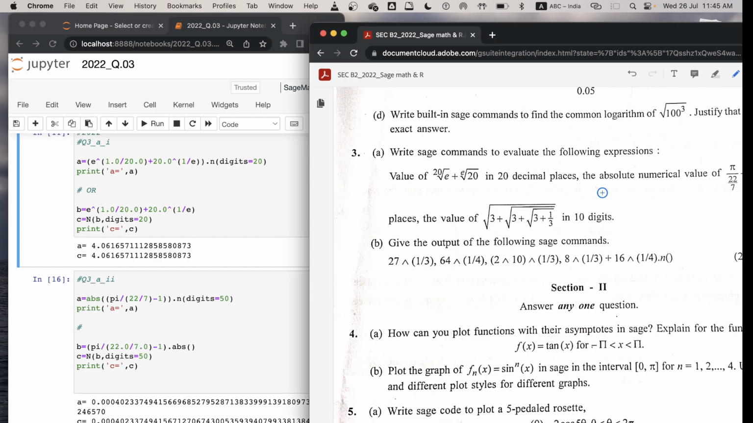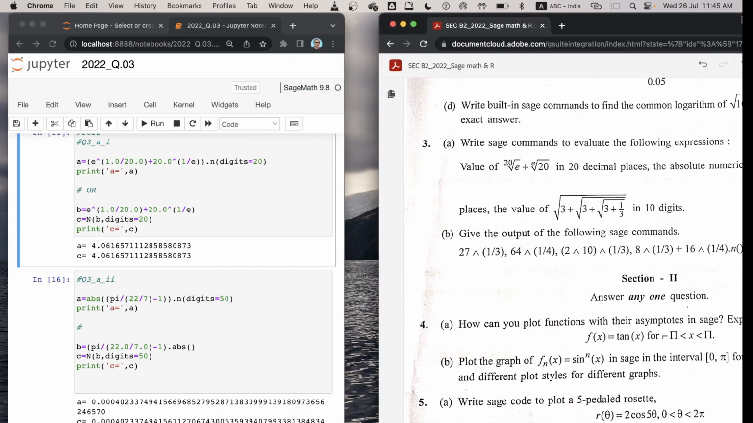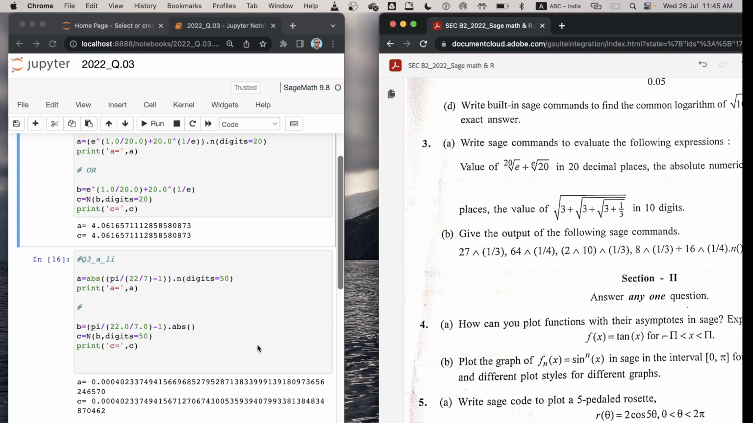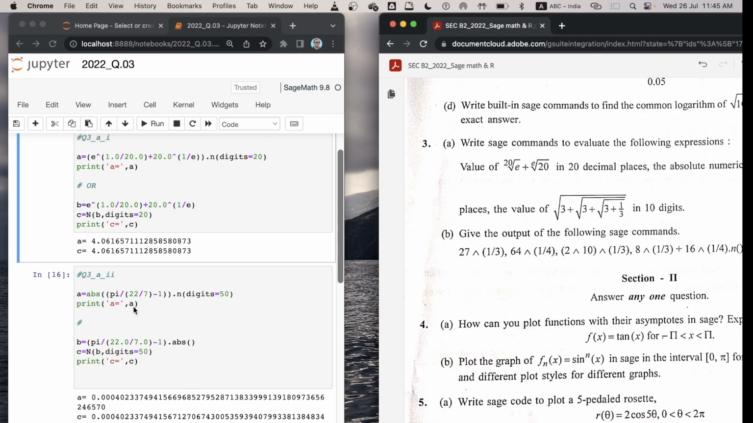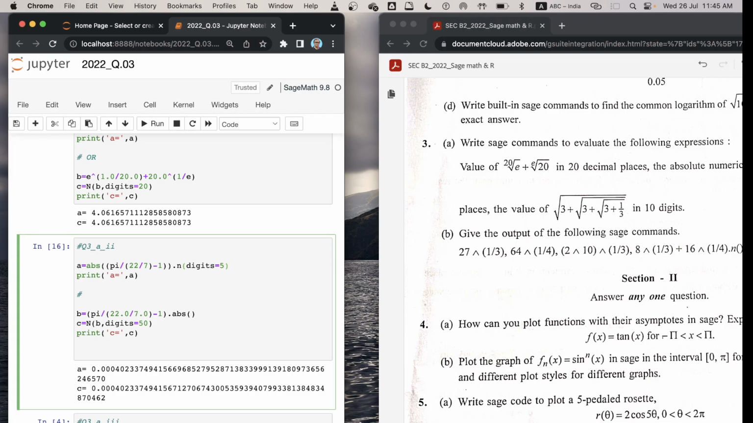And next question: the absolute numerical value of pi by 22/7 minus 1 in 50 decimal places. So this, a equal to absolute of pi by 22 by 7 minus 1, dot n, digits 50. So here the digits are 50 decimal places. If you put 50 in place, we put 5.